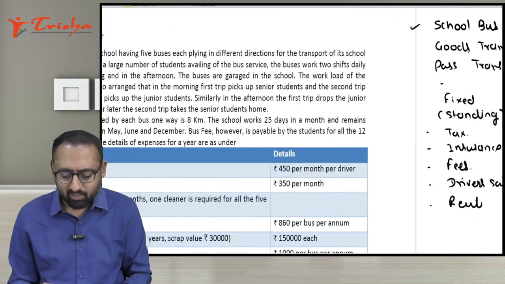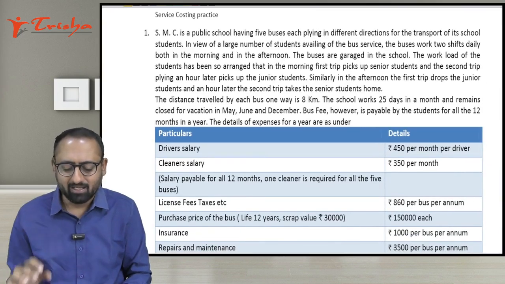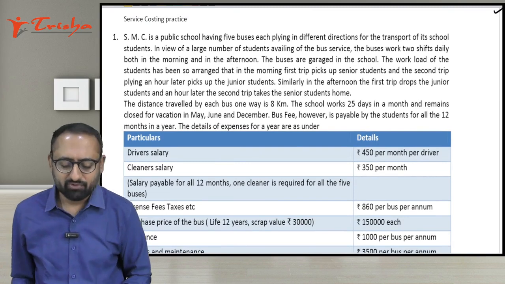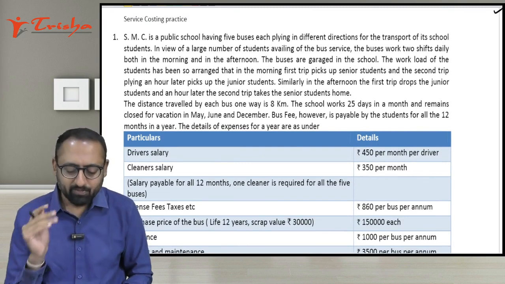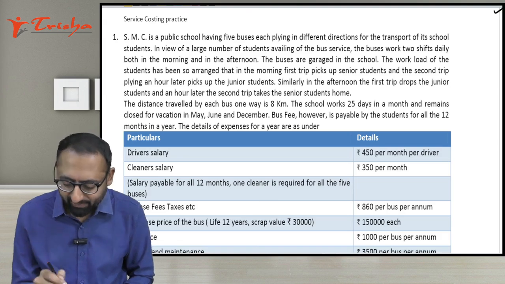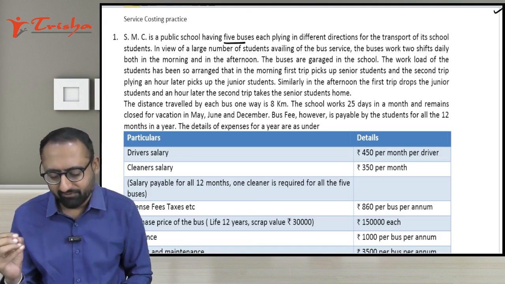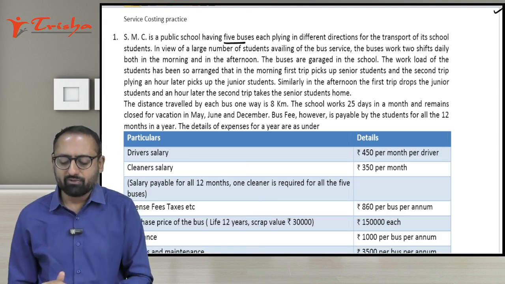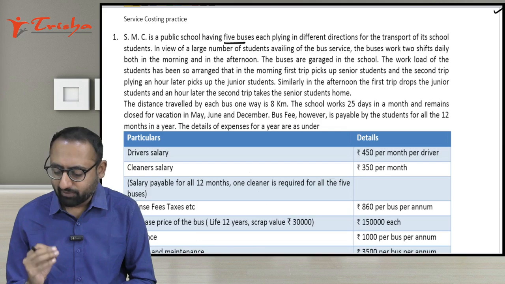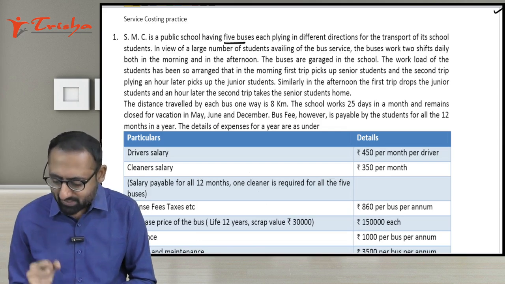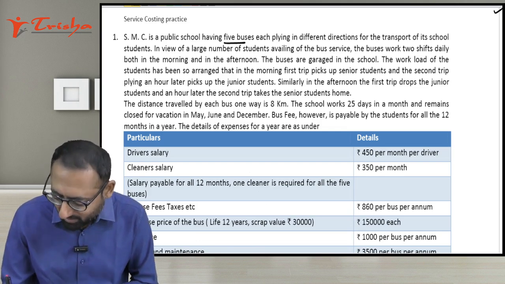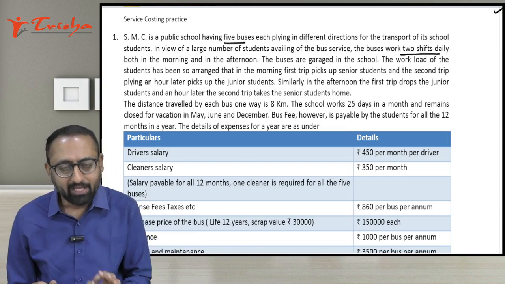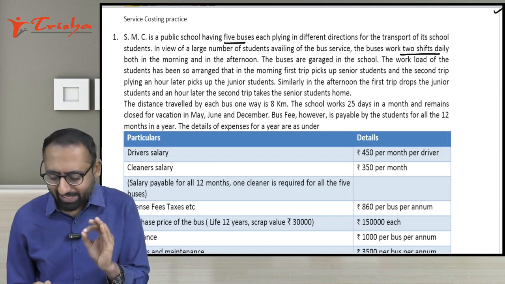So everyone come directly to the practical part of your notes of this topic. So the first question we are going to solve is of the school bus operator. SMC is a public school having 5 buses, each plying in a different direction for the transportation of its school students. In view of the large number of students availing of the bus services, the buses work 2 shifts. I'll underline that buses will work 2 shifts daily, both in the morning and in the afternoon. The buses are garaged in the school.